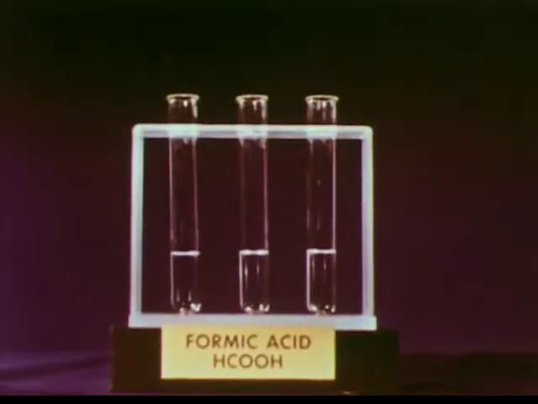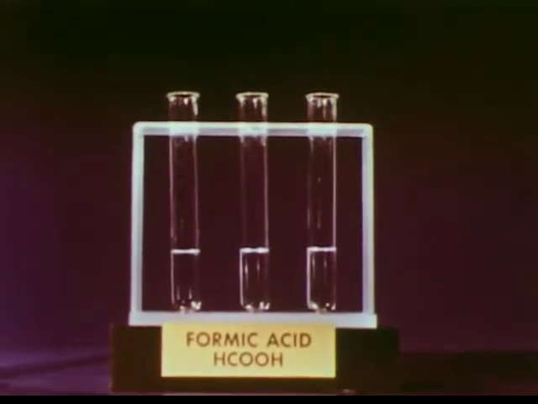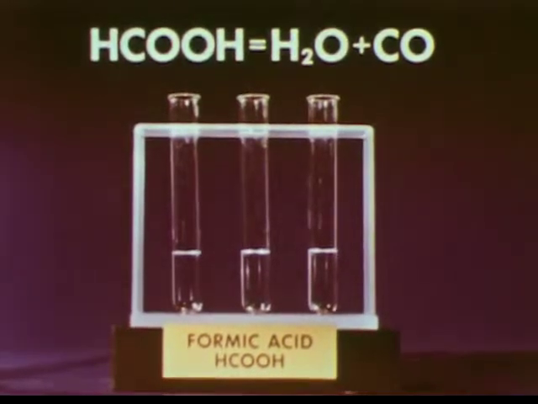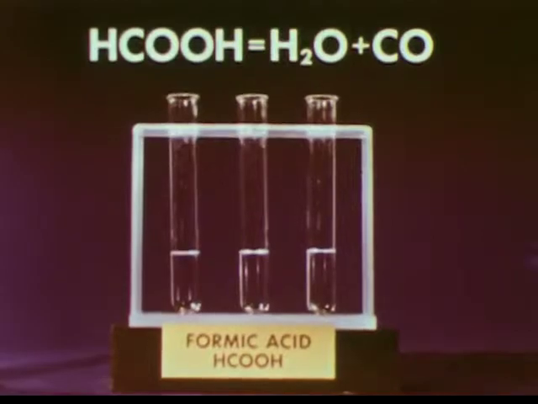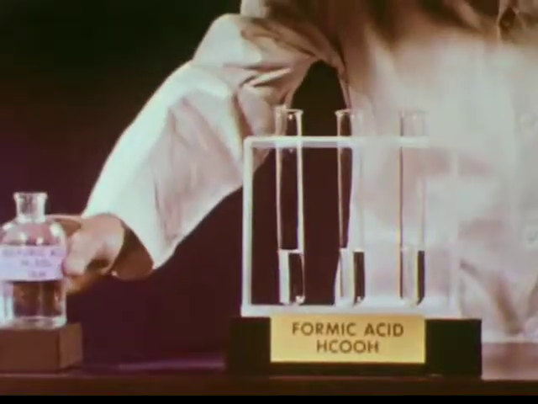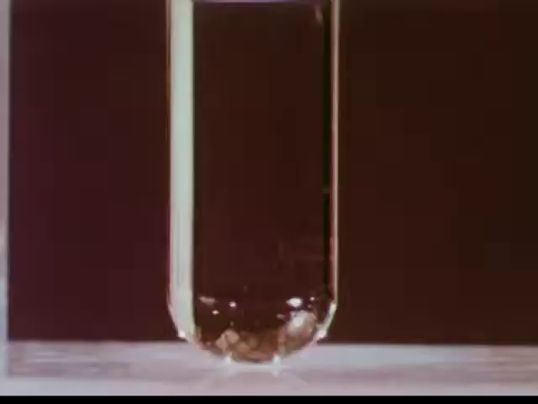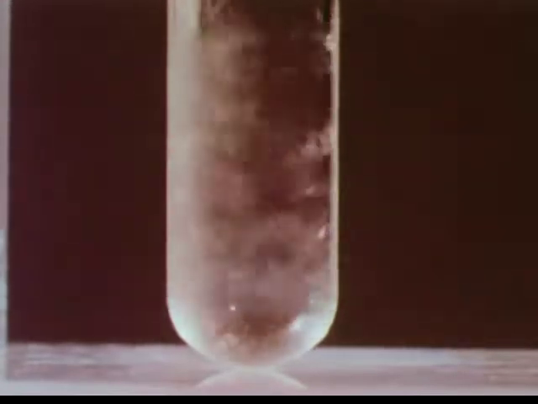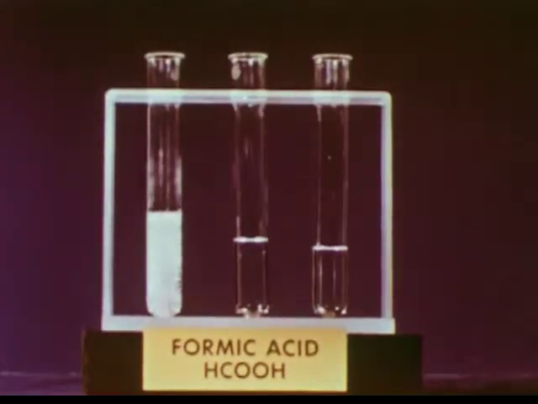However, one well-understood example of catalysis is the decomposition of formic acid. The equation for the net reaction reads, formic acid gives water and carbon monoxide. At room temperature, decomposition occurs, but much too slowly to be seen. Addition of concentrated sulfuric acid leads to rapid decomposition, as shown by the generation of carbon monoxide gas. Experiments show that sulfuric acid is not consumed. It is acting as a catalyst.